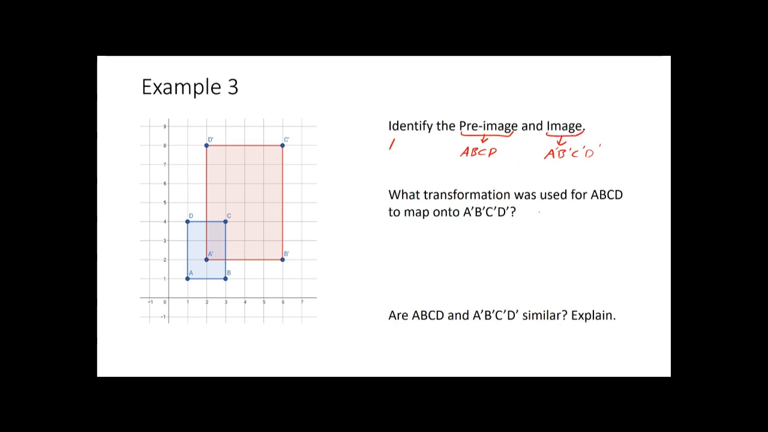So what transformation was used for ABCD to map onto A prime, B prime, C prime, D prime? If you notice, things got bigger, right? From the blue guy to the red guy, things got way bigger. Now, it looks like if you were to put a projector, a light source right here, center of dilation, it looks like it would project this way, right? Same thing with B, projects outward. Just like a projector, does the same type of thing.